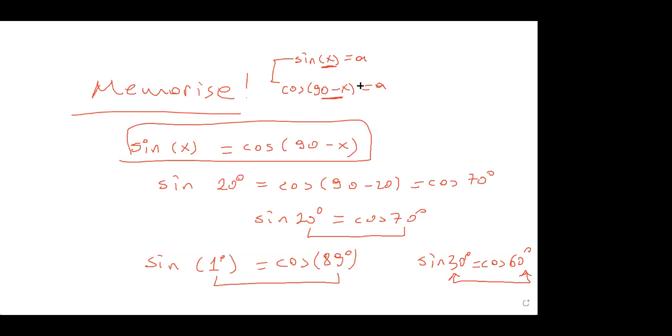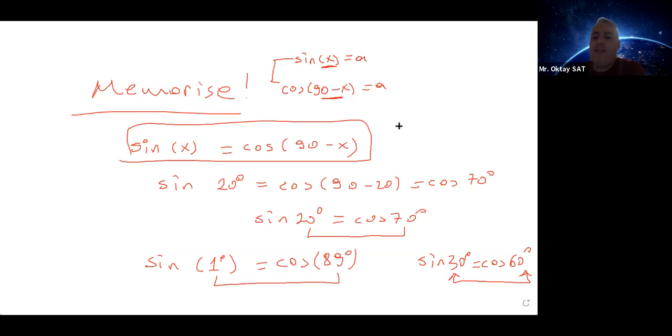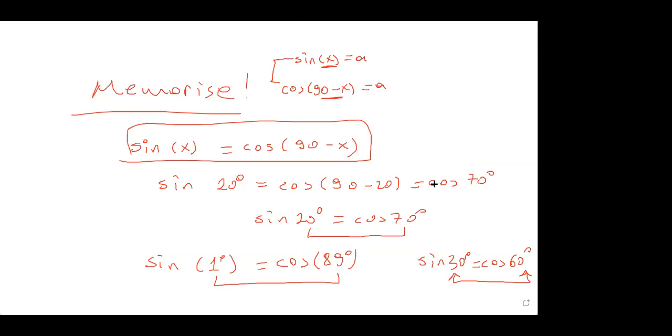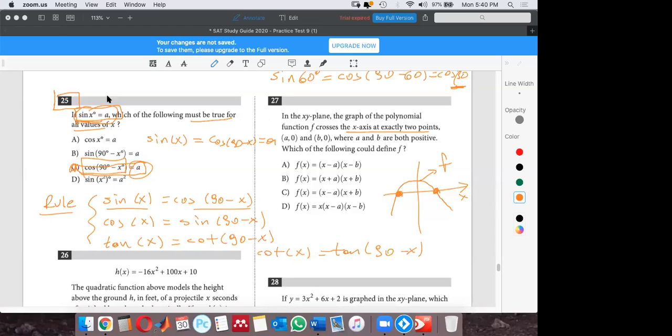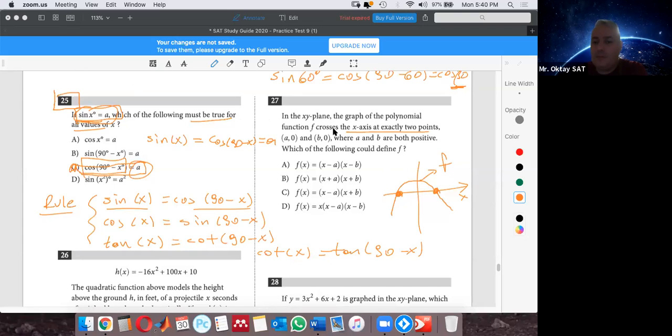Now question 27. In the xy plane, the graph of the polynomial function f crosses the x-axis at exactly 2 points. So I don't know how it looks, but let's say like this. This is the x-axis, this is function f. Sorry for the interruption, but you're still on the whiteboard. Okay, then let me share. Still whiteboard, okay. Now, is this the question? Yeah, this is the question.